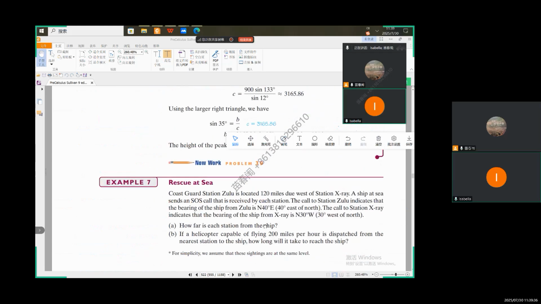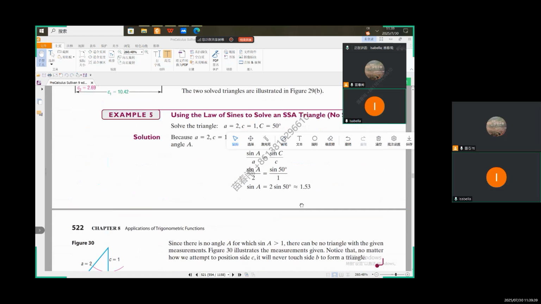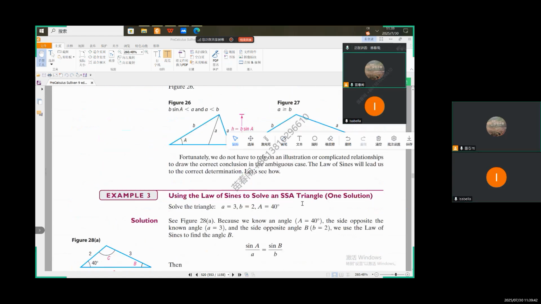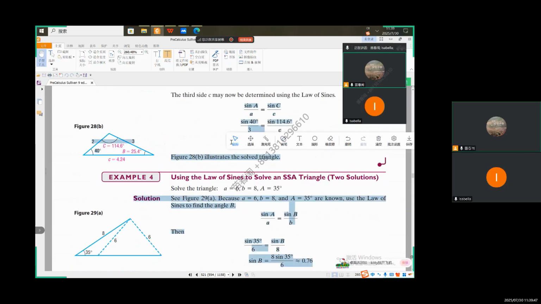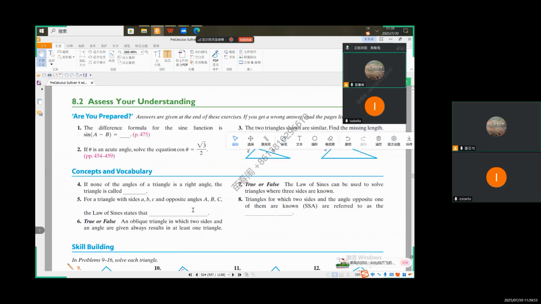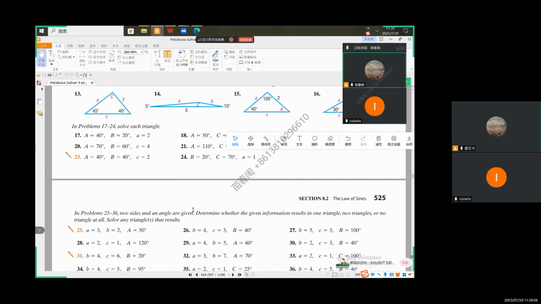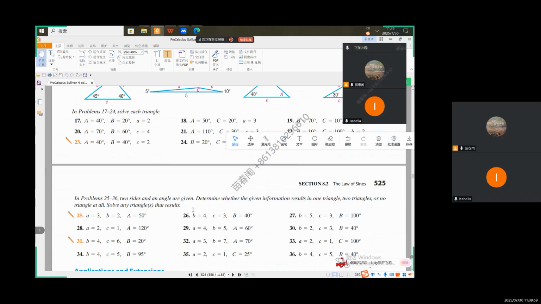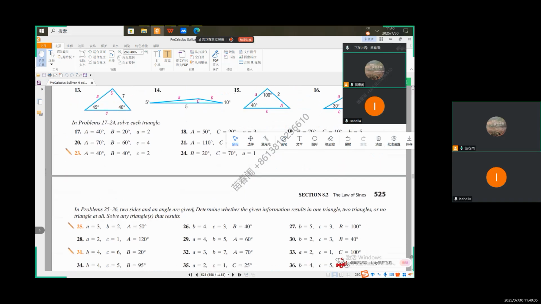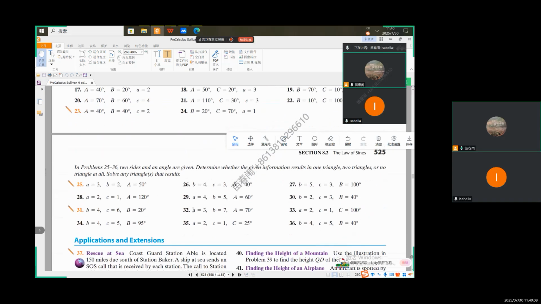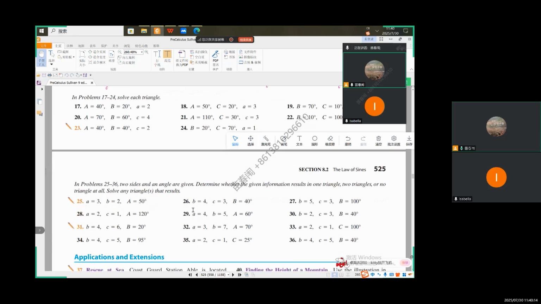What homework is there? One sine law and two solution, one solution. This is page 525, 26, 25, 26, and 36.